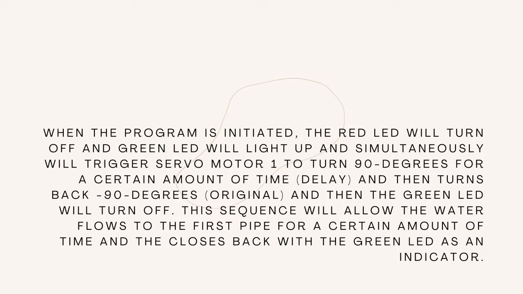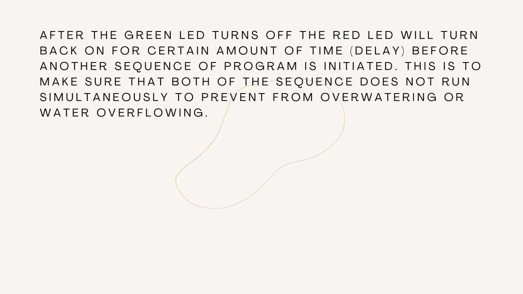This sequence will allow the water to flow to the first pipe for a certain amount of time and close back, with the green LED as an indicator. After the green LED turns off, the red LED will turn back on for a certain amount of time before another sequence of the program is initiated. This is to make sure that both sequences do not run simultaneously, to prevent overwatering or water overflowing.